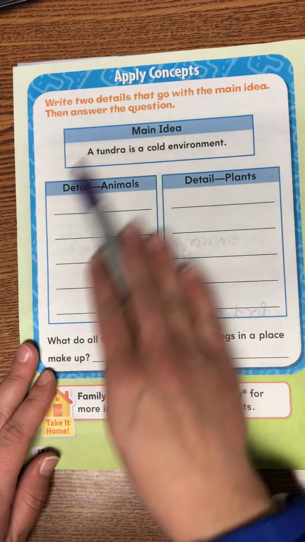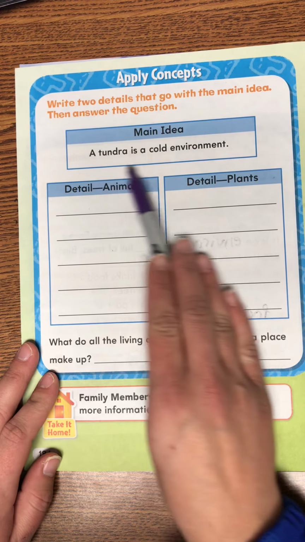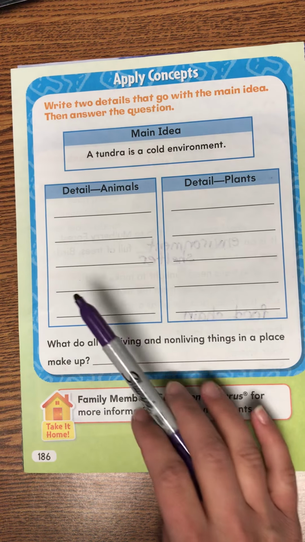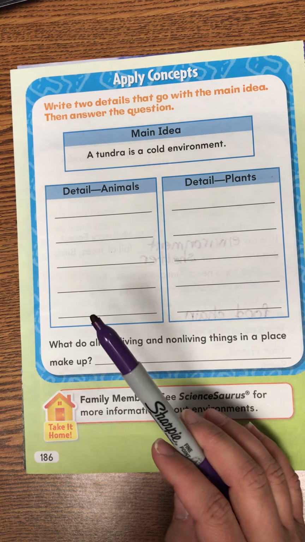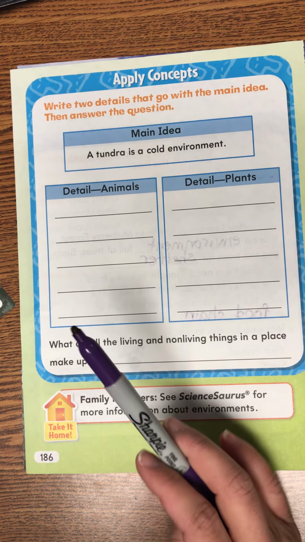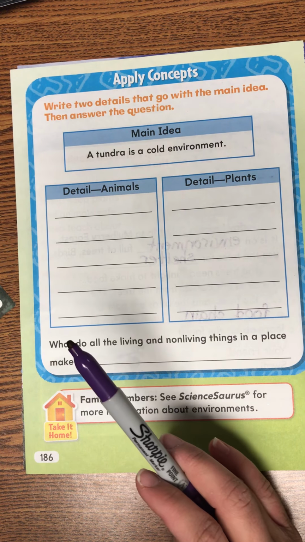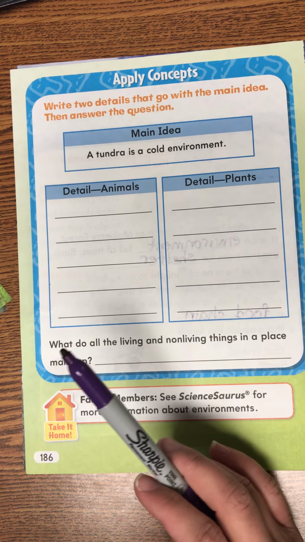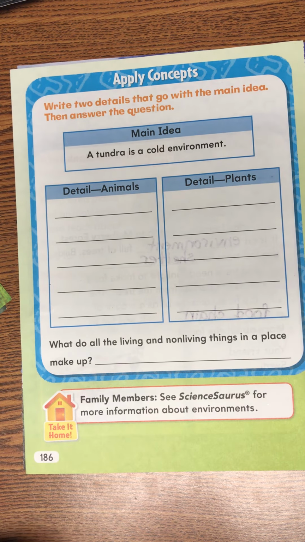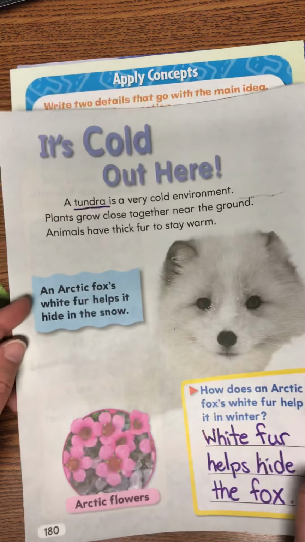Okay, now with this one, we're talking about a tundra. Our main idea says a tundra is a cold environment. Now we need to write some details. The best way to do this is to look back in our lesson. So I'm going to flip back to page 180 where it's talking about a tundra. I'm actually going to show it to you quick, and we're going to reread this page really fast.